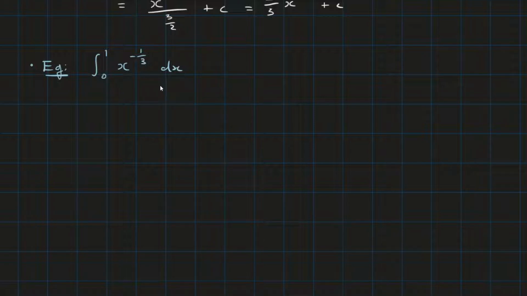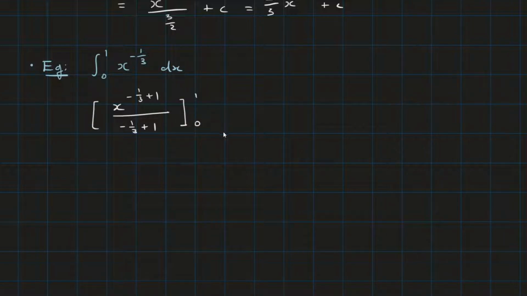Now it's very similar to this next problem, except it is in a form that we recognize. I think that this form just looks slightly different to, let's say, if you had something like x squared. So I think a lot of people get confused with this, but it's exactly the same rule regardless of what the power is, whether it be positive, whether it be negative, whether it be a fraction. So again, you just apply exactly the same rule. So we add 1 to our power, x to the power of negative 1/3 plus 1, and then we divide by negative 1/3 plus 1 as well. Then we substitute in our bounds, 0 and 1.